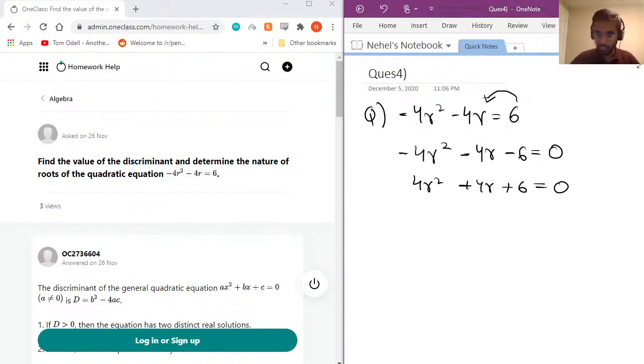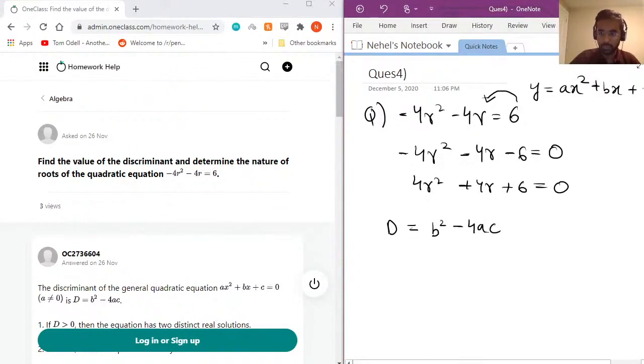So the discriminant is represented by capital D, and it's equal to b squared minus 4ac. Now what is b squared, you'll be asking. The generic quadratic equation is represented as y is equal to ax squared plus bx plus c. So in this case, we're given a to be 4, b to be 4, and c to be 6.